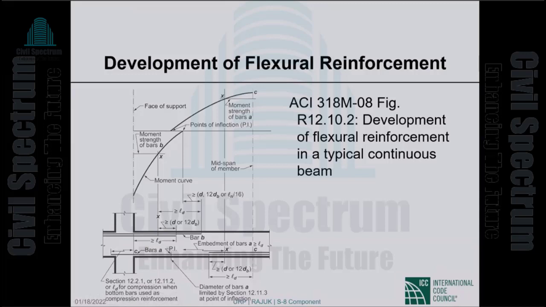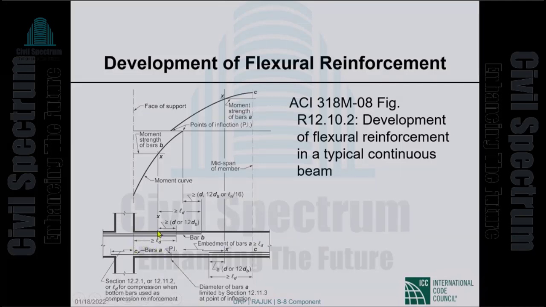What do I want to say? Some bars that are terminated, some bars that are not terminated. Okay, all the bars are at the support section. The bars that are not terminated are bars B, and the bars that are terminated do not have a name. The bars cannot be terminated short of one development length away from the support face, because at the support face, those bars have to be fully developed. Okay? So that's the first thing.